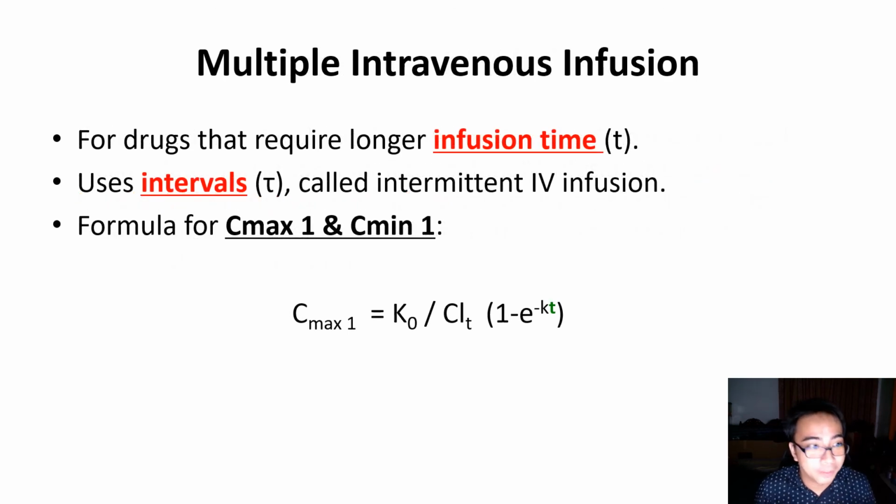Okay. Now, let's go to the meat of our topic for the day. For drugs that require longer infusion time, we use intervals called intermittent IV infusions. So, the formula for Cmax1 and Cmin1 lalabas ulit, kasi you'll be giving the drug multiple times. Lalabas ulit ang terms na Cmax1, Cmax2, Cmax3, and their corresponding Cmins. Okay. So, class, for Cmax1, ang formula lang naman dyan is, well, obviously, kung kailan ka nag-infuse.